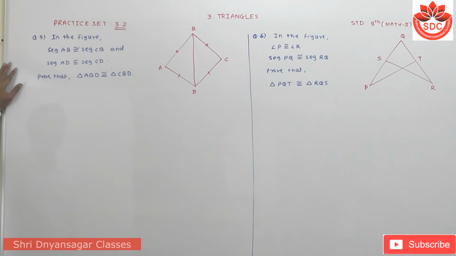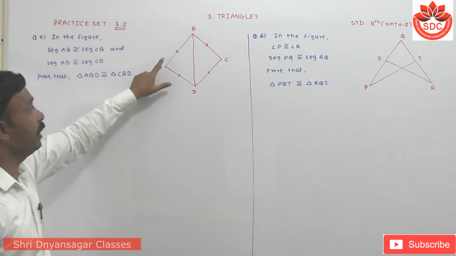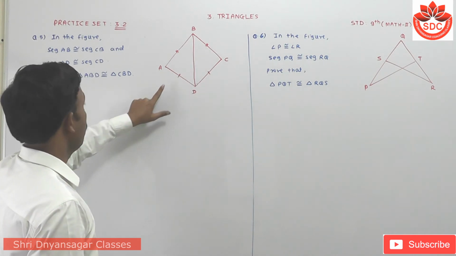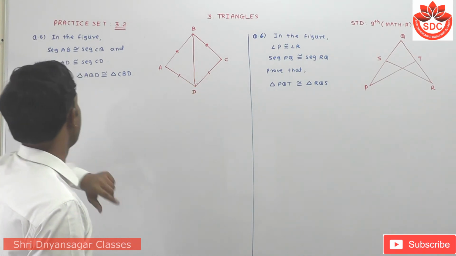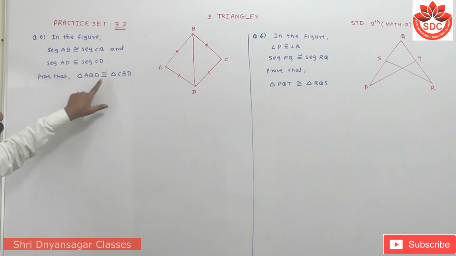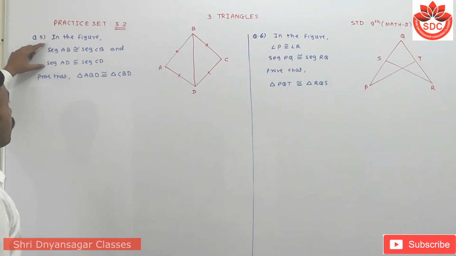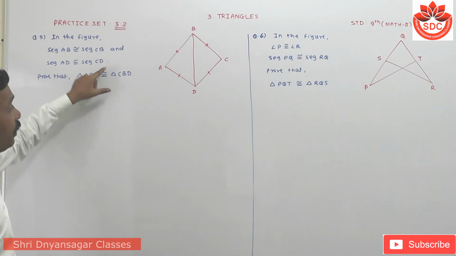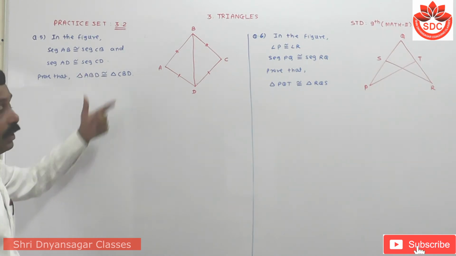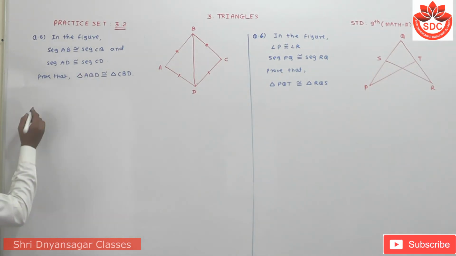Okay student, question number 5 is, in this figure, segment AB is congruent with segment CB. Segment AD is congruent with segment CD. And to prove that triangle ABD is congruent with triangle CBD. Student, you have to write at home, this up to this is given. This is to prove. Then I will take here only the proof.